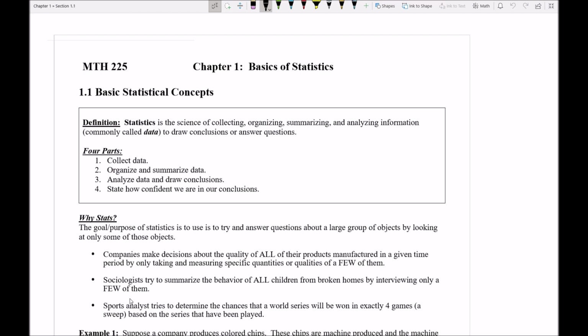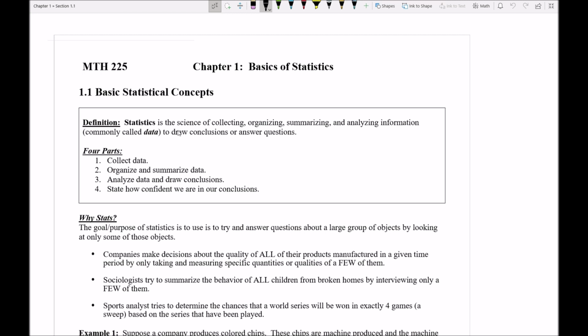To start with our first section here, we have to at least lay some of the groundwork for some of the important pieces of terminology and ideas that are really the foundation of statistics. So we start here with an unbelievably boring and uninformative book definition, but let's see what it would say. Statistics in the semester is ultimately going to be about collecting, organizing, summarizing, and analyzing information that we commonly call data, to draw conclusions or answer questions. Okay, so that doesn't really tell you much unless you already have been through statistics before.